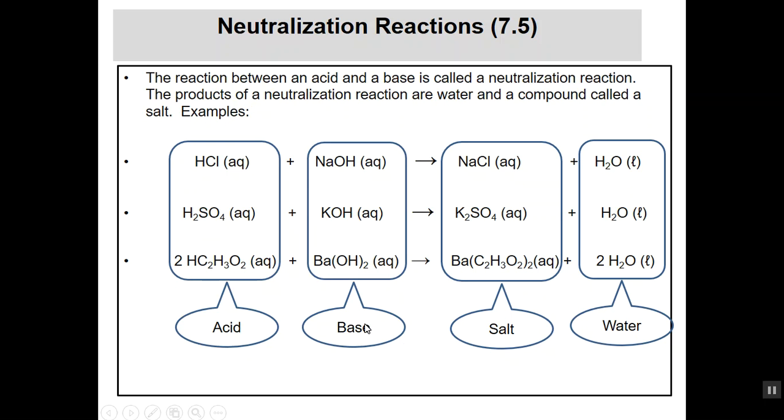So if you look at these examples in this box on the left, these are all acids. HCl is a strong acid, H2SO4 is a strong acid, acetic acid is a weak acid. And here I've got bases. Sodium hydroxide is a strong base, potassium hydroxide is a strong base, barium hydroxide is a strong base. On the other side, what happens really is I swap partners. My hydrogen with a plus sign comes over and replaces the sodium over here. My sodium comes back over on this side, and I end up with sodium chloride and water in the end.